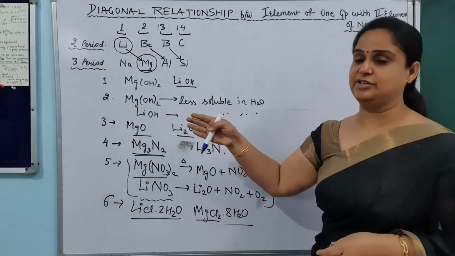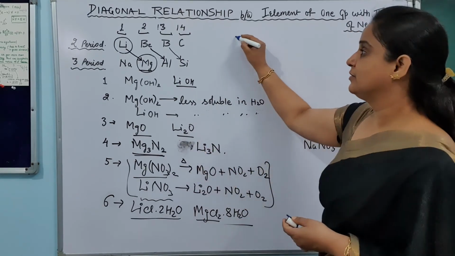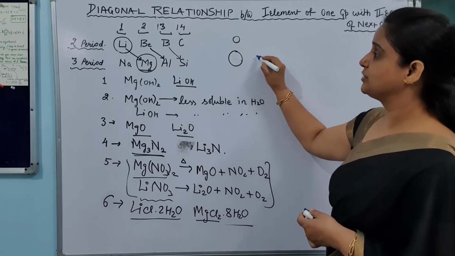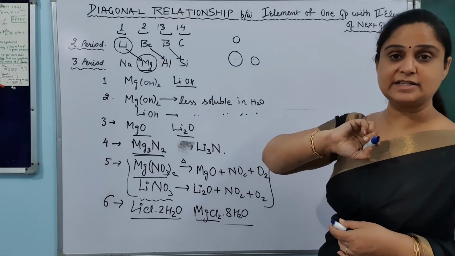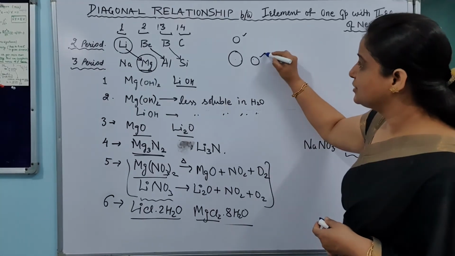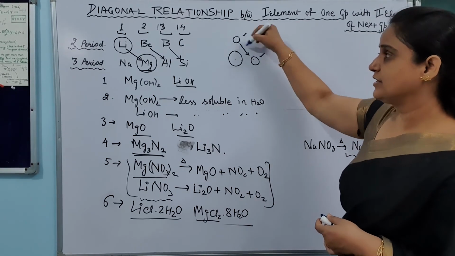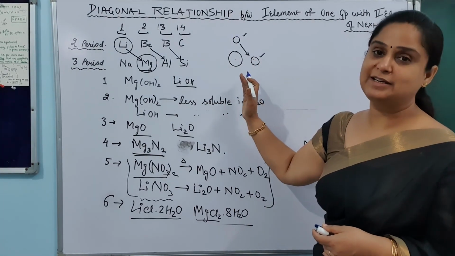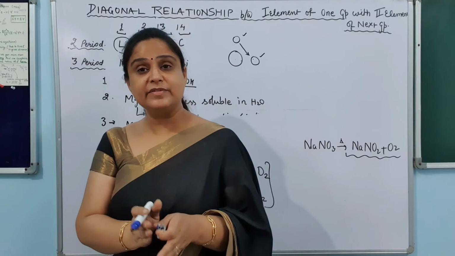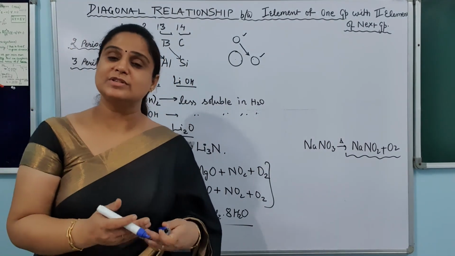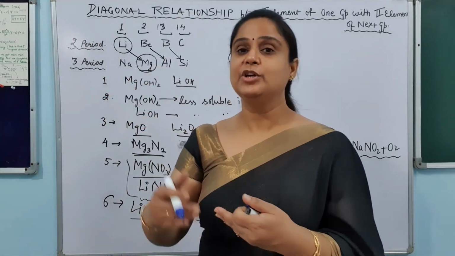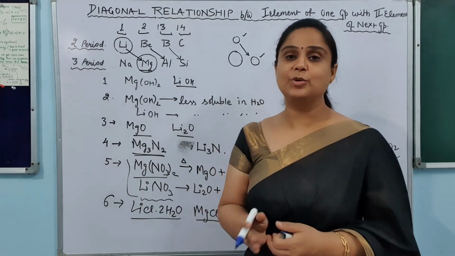The reason is that the size from lithium to sodium increases this way, and the size from sodium to magnesium again decreases this way, because the size increases from up to down and decreases from left to right. Ultimately these two atoms, which are diagonally related, the increase becomes equal to the decrease on the right-hand side. That is why the size of these elements becomes equal, and the properties which depend on size become almost the same. This is the reason for the diagonal relationship between the elements of one group and the elements of another group. I hope this is clear to you.